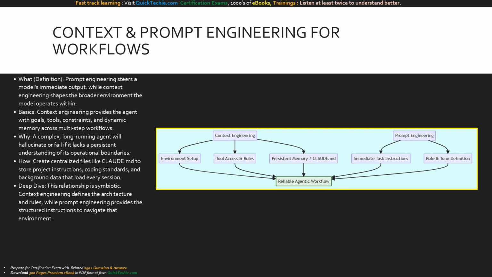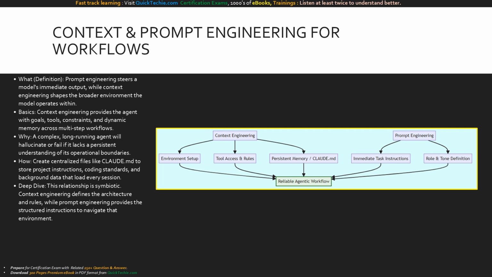The basics involve giving the agent its goals, tools, constraints, and memory. Why is this critical? Because an agent executing a multi-step workflow over several hours will hallucinate if it doesn't have a persistent operational environment. How do we do this? We use persistent artifacts like a Claude.md file to inject rules at the start of every session. Our deep dive reveals that this relationship is deeply symbiotic. The context builds the world, and the prompt tells the AI how to act inside it.